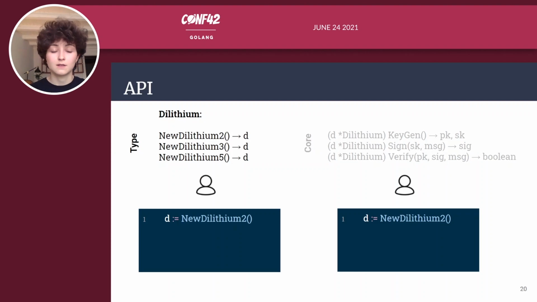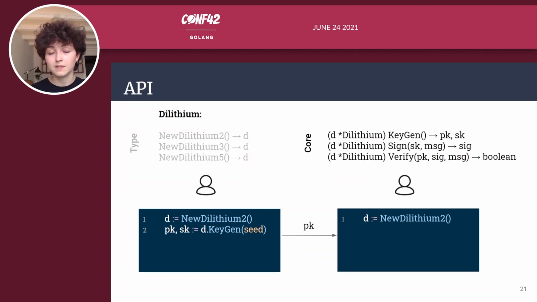Code-wise, it looks like this. First, the user wants to go and have a signature protocol, agree on a security level, and create the Dilithium instance. Then, on this Dilithium instance, they can call the core function. So the first user, for example, generates the verification and signing key pairs. The public verification key can be openly disclosed.